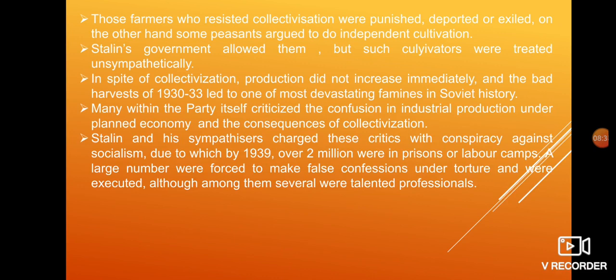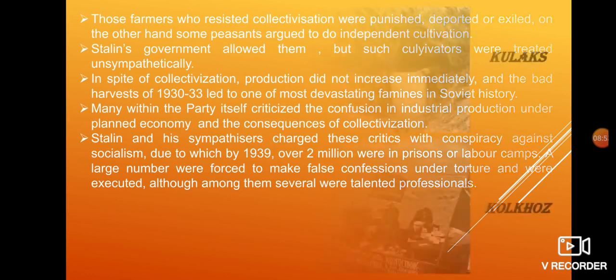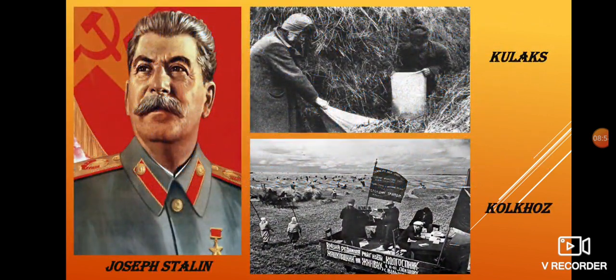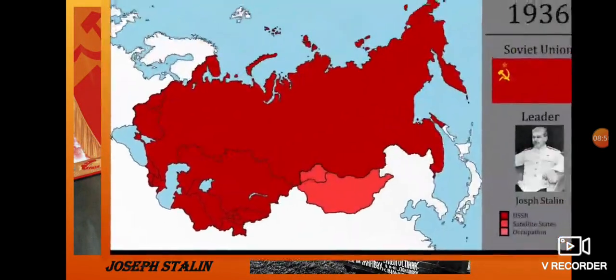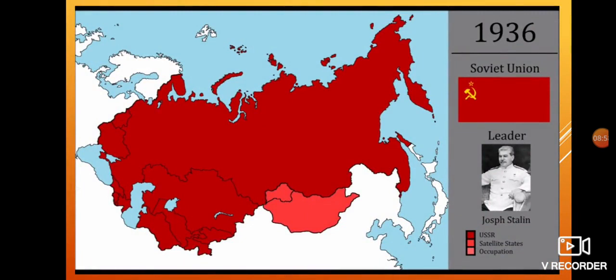A large number of the peasants were forced to make false confessions under torture and were executed, although many of them were trained professionals. Here the map shows the 1936 Soviet Union at the time of Joseph Stalin.